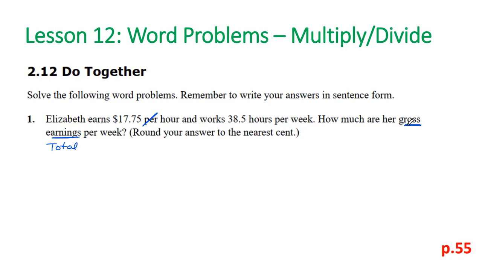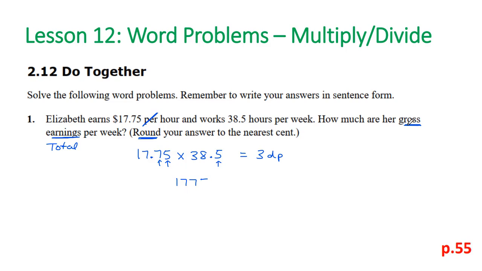So the way to get this total is to multiply. Because every hour is the same, we can multiply that by the total number of hours to get the total amount of money. And we're going to be rounding our answer to the nearest cent. So we're going to be taking $17.75 per hour and multiplying that by 38.5. We learned with decimal multiplication that we can count our decimal places. So we have 3 decimal places in total, and then we can write the problem without decimals.